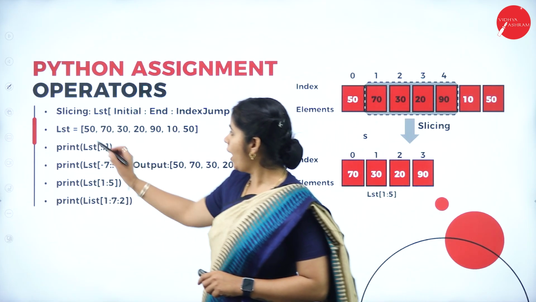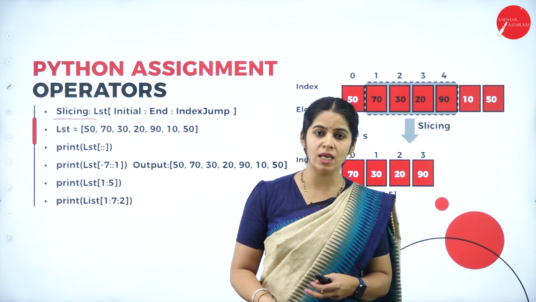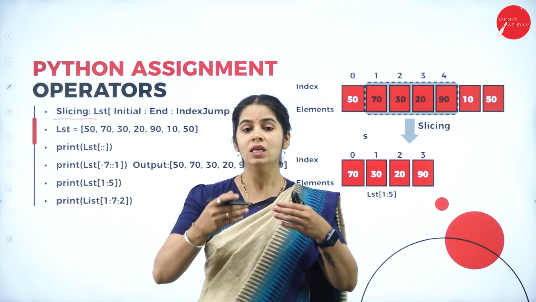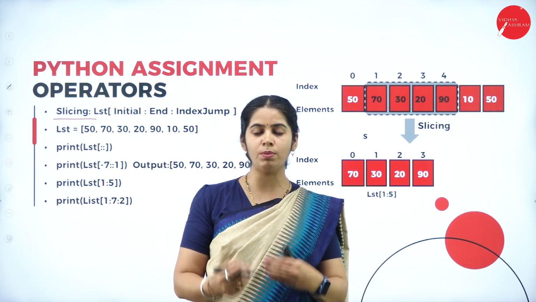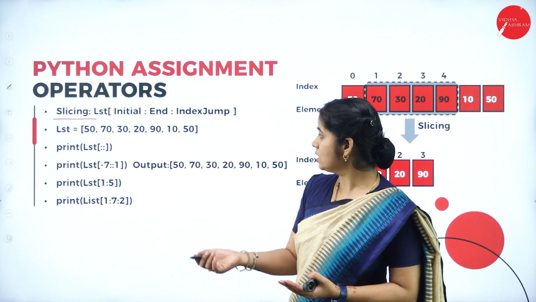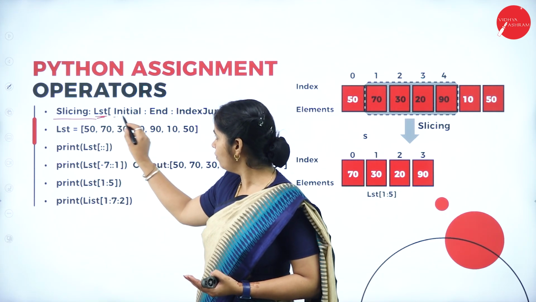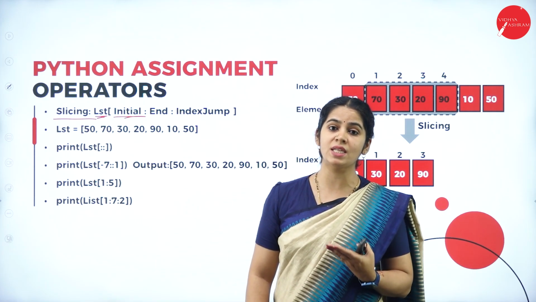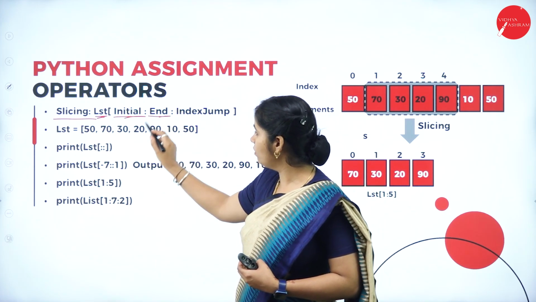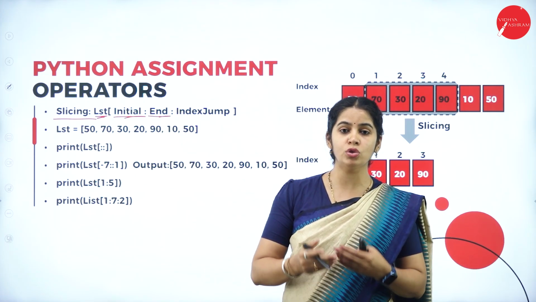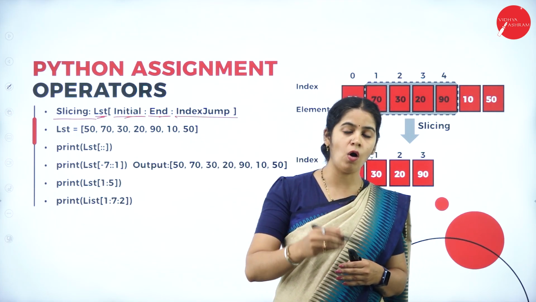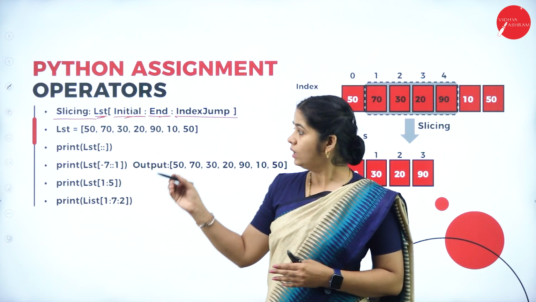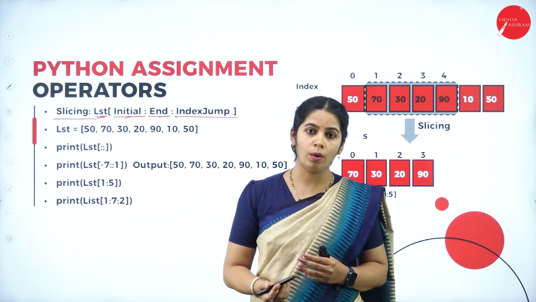Apart from that, we have slicing. We have already done slicing. What is slicing? Getting a sublist within the given list or getting a substring from the given string. What is the syntax for slicing in the list? We have to give the initial, that is the start state, and the end point where I am supposed to stop my slicing, and the index jump, how many indexes it has to jump. All the fields are optional.